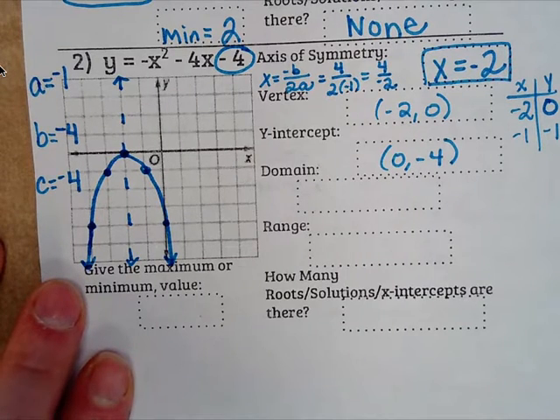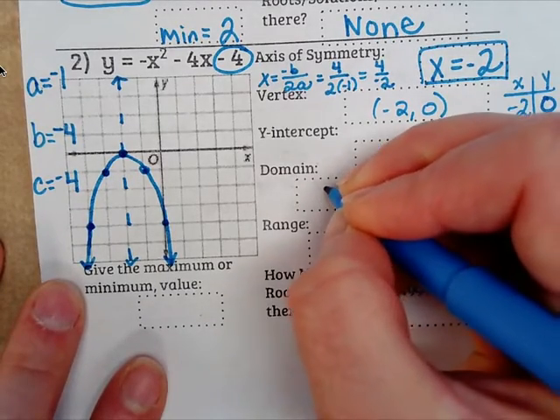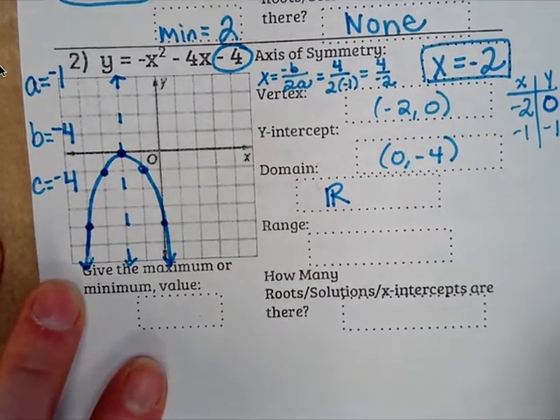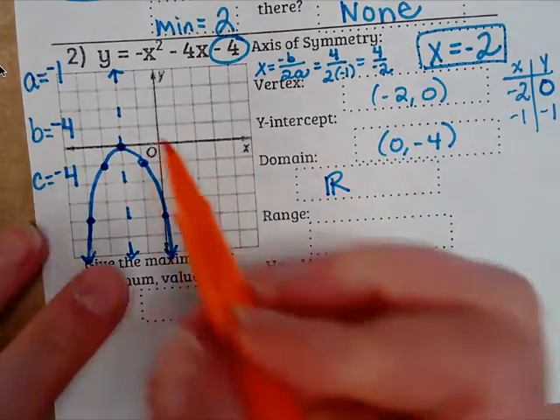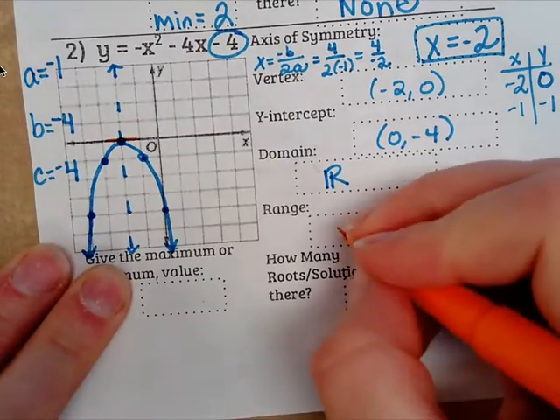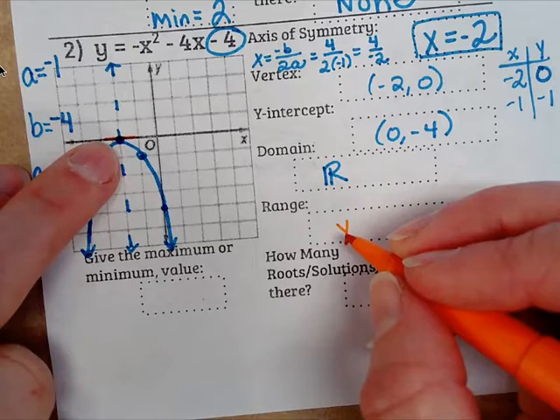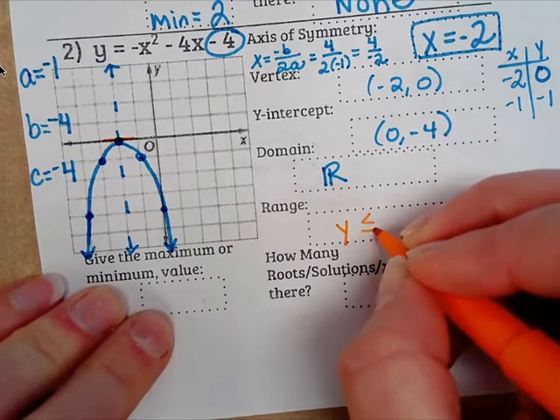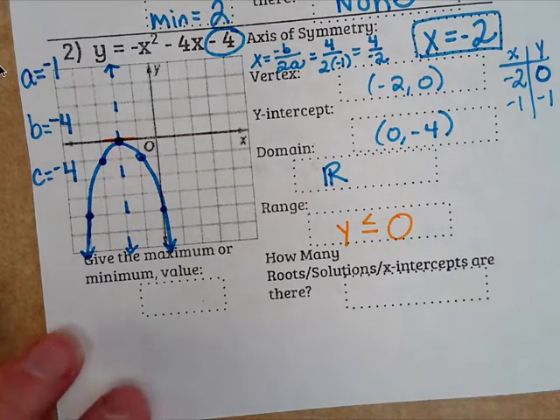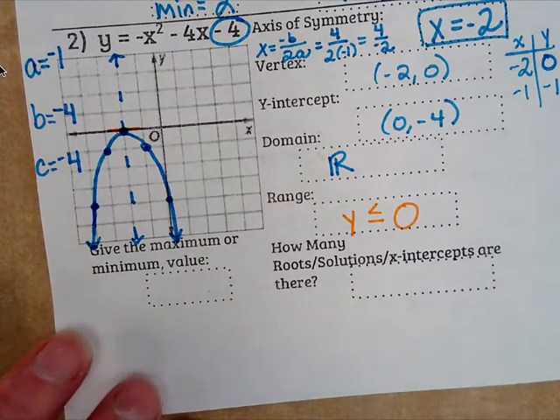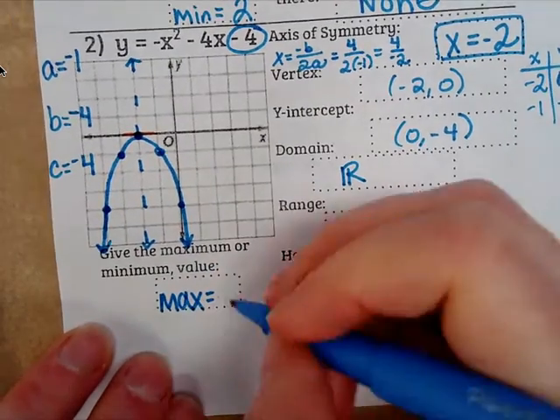The domain, how far left and right will it go? Yep, negative infinity to infinity, making it all real. Okay, the range. So it's at 0 and below. So that makes it less than or equal to 0. Is this a min or a max? So what is the max going to equal? What's the highest it'll go? 0, right. Good.